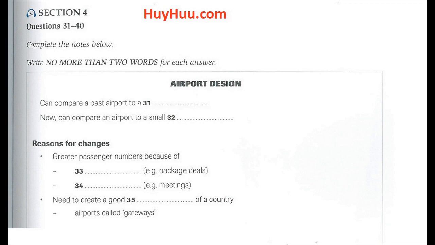So why did this change happen? Well, there are two main reasons. The first was the huge increase in passenger numbers, in the number of people travelling by plane. And this was a direct result of mass tourism, with things like cheap holiday packages and low-cost airlines, with the construction of high-rise hotels and hotel complexes.